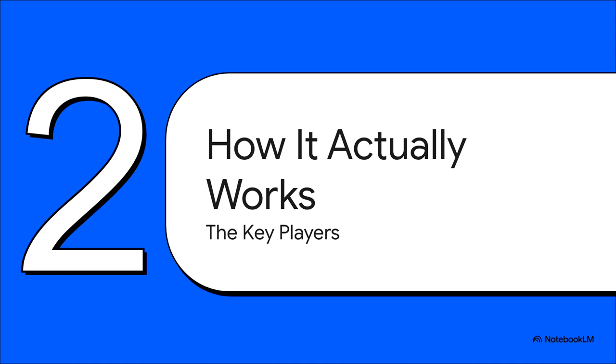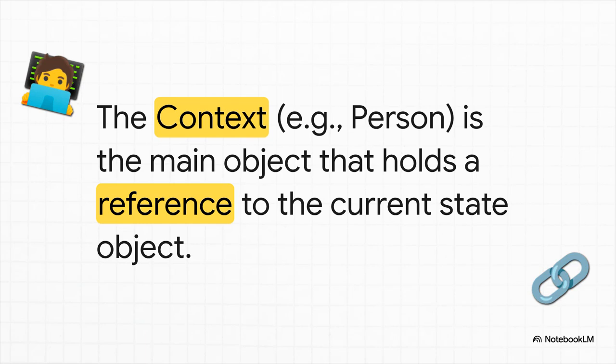Let's meet the team. First up, we have the context. This is our main object, the one your code is actually talking to. For our example, let's call it a person. Now, this person object has a state. Maybe they're healthy, maybe they're sick. But here's the crucial part. The person object itself has no idea how to act sick or healthy. It just knows what its current state is.